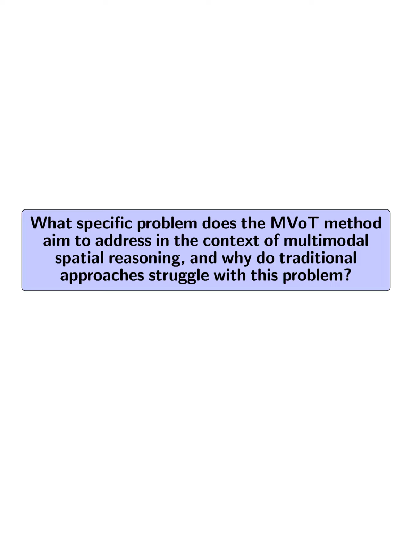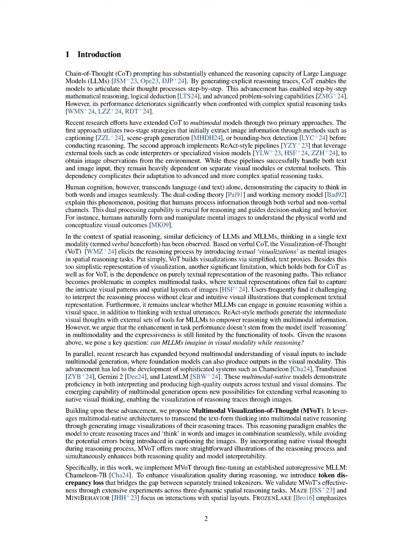What specific problem does the MVoT method aim to address in the context of multimodal spatial reasoning, and why do traditional approaches struggle with this problem? The MVoT method aims to address the problem of effectively integrating visual and verbal reasoning in multimodal spatial reasoning tasks, particularly in generating accurate visualizations that complement textual reasoning.